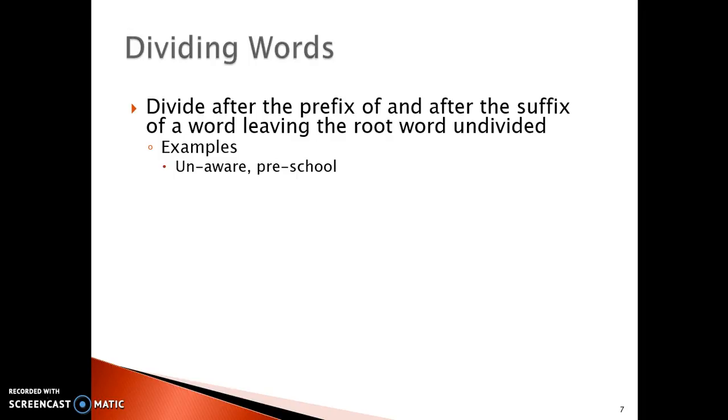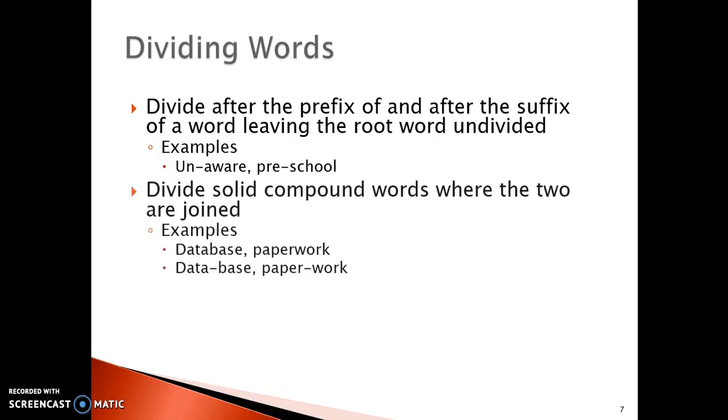You also want to divide after the prefix and before the suffix of a word, leaving the root word undivided. So an example of this is unaware. Unaware has the prefix un, and preschool has a prefix of pre. You divide after the prefix.